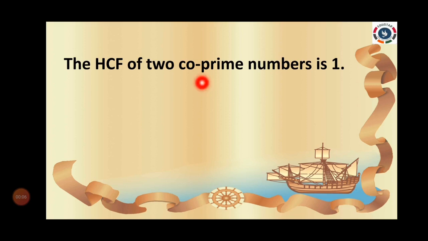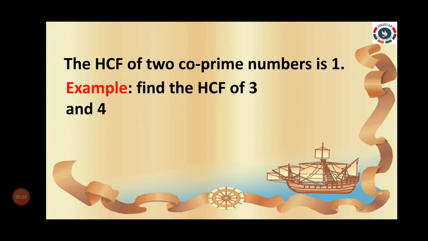The HCF of two co-prime numbers is 1. For example, find the HCF of 3 and 4. Here 3 is a prime number and 4 is a composite number. So we are going to write the factors of 3 first. The factors of 3 are 1 and 3, because 3 comes in the one table, 1 times 3 is 3, and 3 ones are 3.